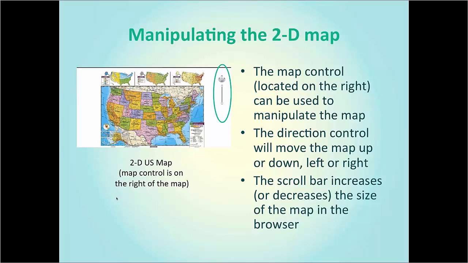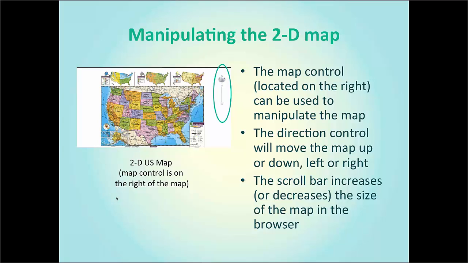So for example, let's say that I want to focus on the state of Texas. I can make it large enough where basically the state of Texas is all that's going to be visible. And that way the students aren't distracted by what they might see on the rest of the map.